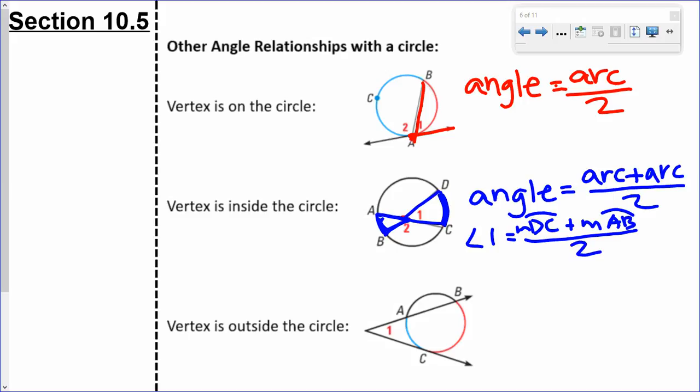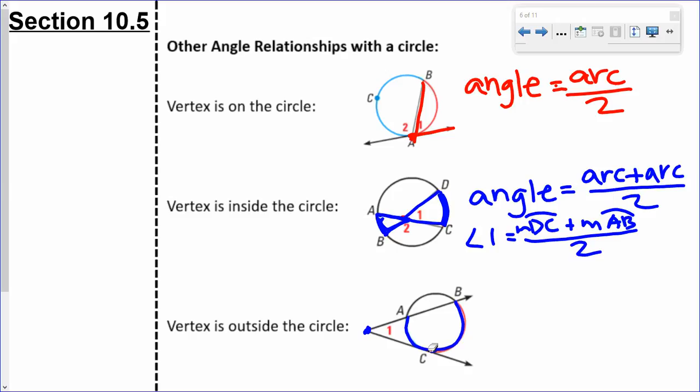Okay. So notice on this one, the vertex is outside. If I'm looking at angle 1, the vertex of angle 1 is outside of the circle. So again, you still have 2 arcs to find. You have this arc BC and then the other arc AC here, because those are the 2 arcs inside of this angle.